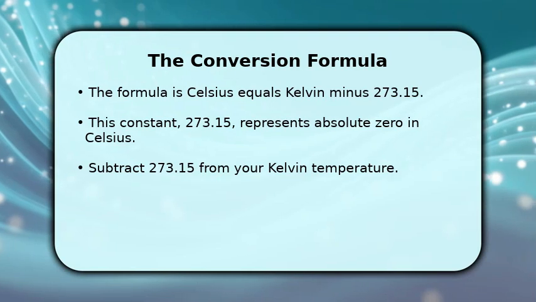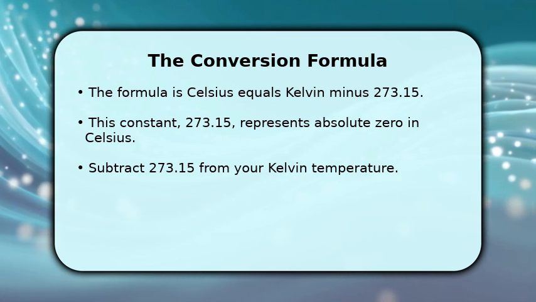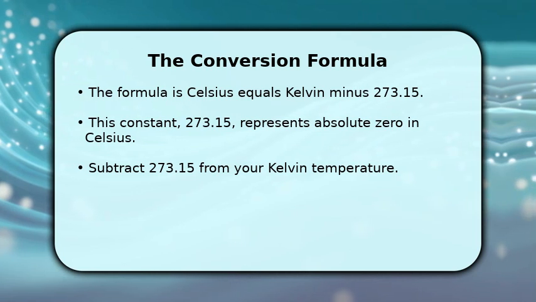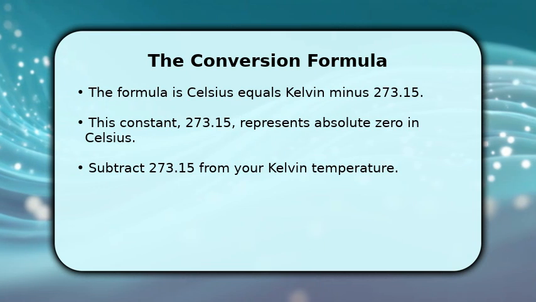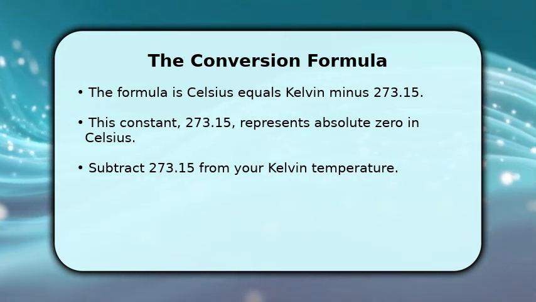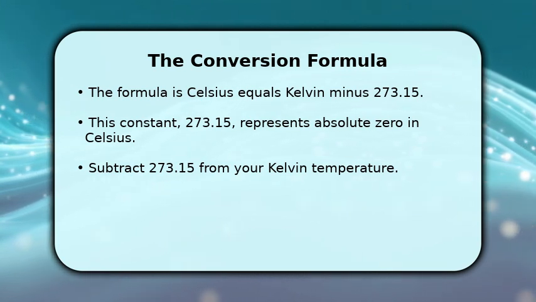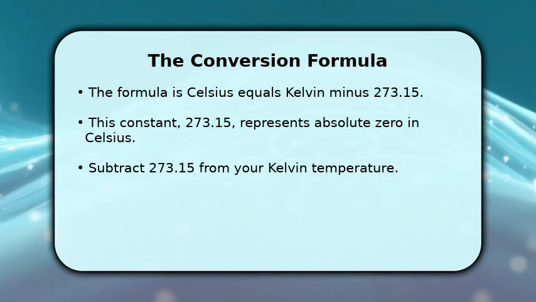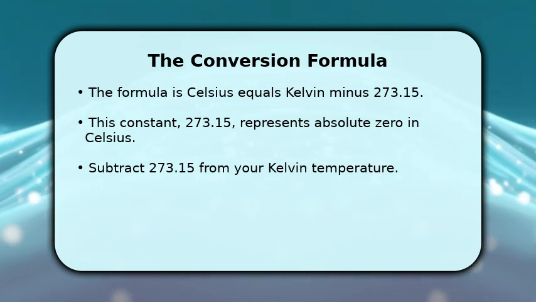The conversion from Kelvin to Celsius is quite simple, requiring just one basic subtraction. The formula you'll use is Celsius equals Kelvin minus 273.15. This constant, 273.15, is crucial because it represents the difference between the two scales' 0 points. Absolute zero, which is 0 Kelvin, is equivalent to negative 273.15 degrees Celsius. By applying this straightforward subtraction, you can accurately convert any Kelvin temperature to its Celsius equivalent.